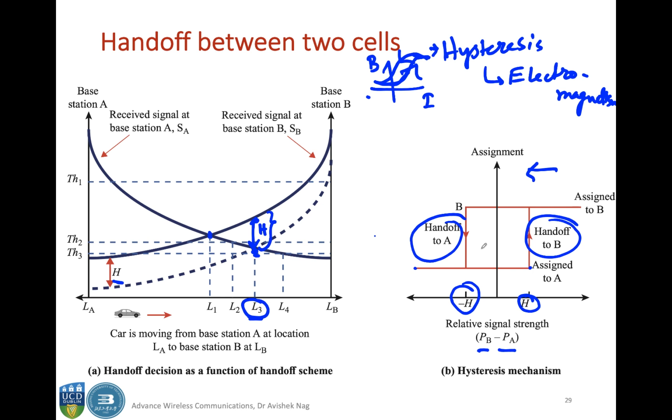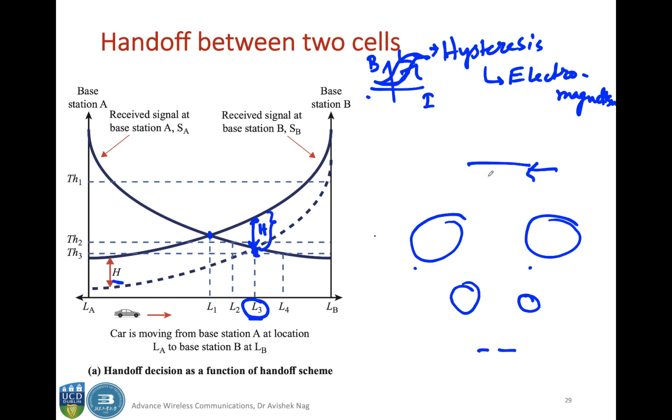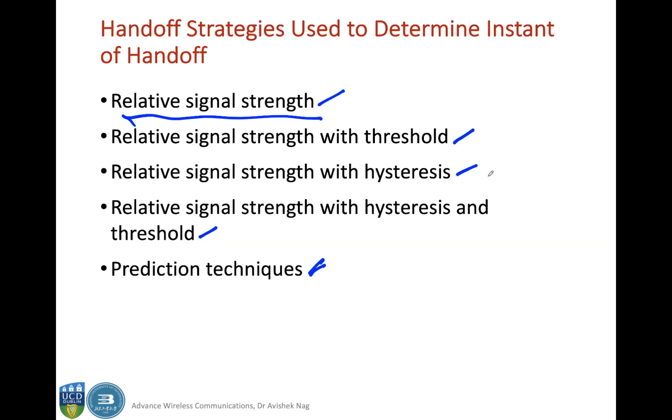So your x-axis in this case is your relative signal strength, PB minus PA, and the y-axis is the assignment to a particular base station. Okay, so this is relative signal strength with hysteresis. And then you can also have relative signal strength with hysteresis and threshold.